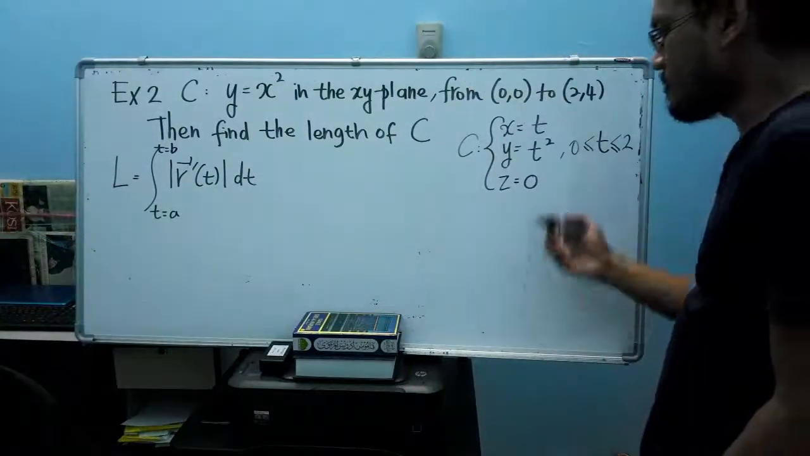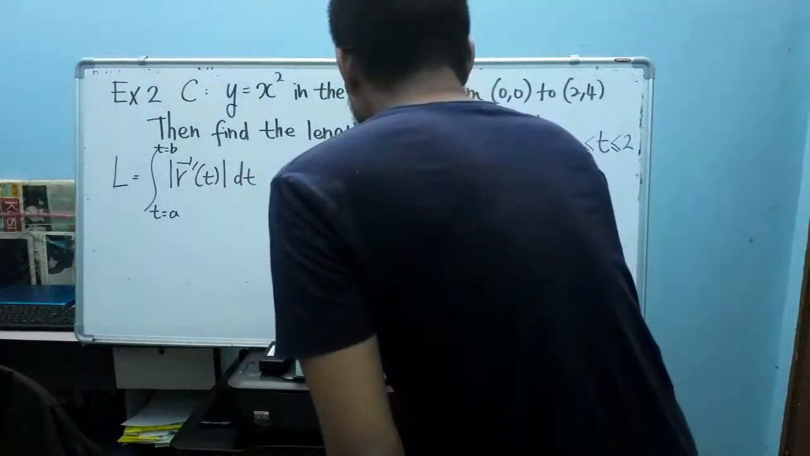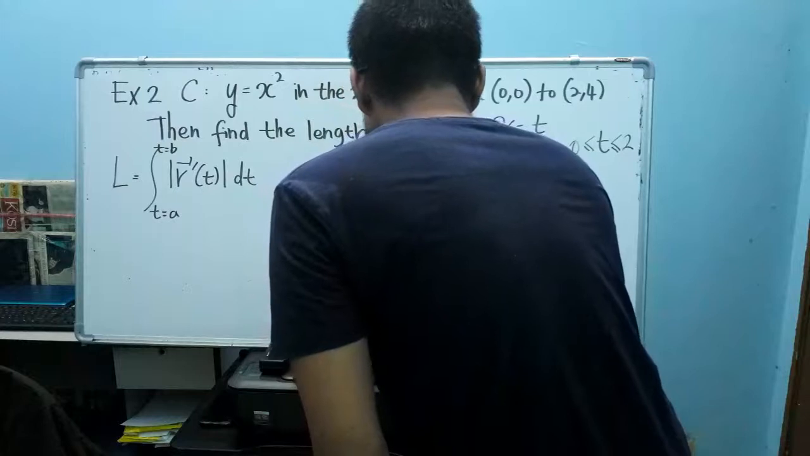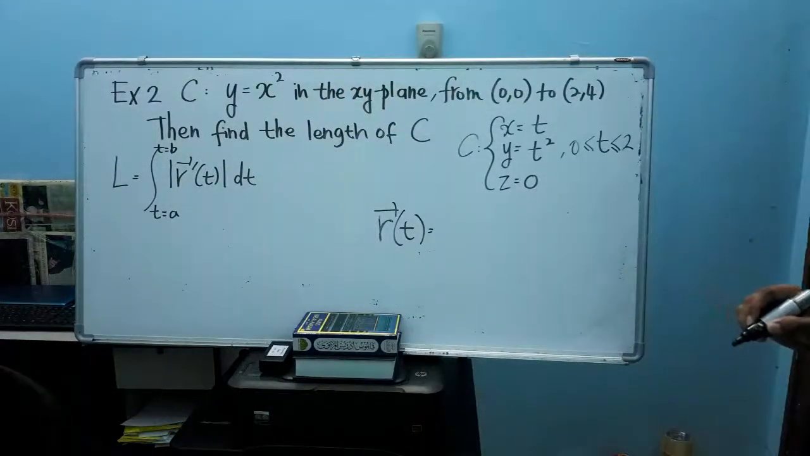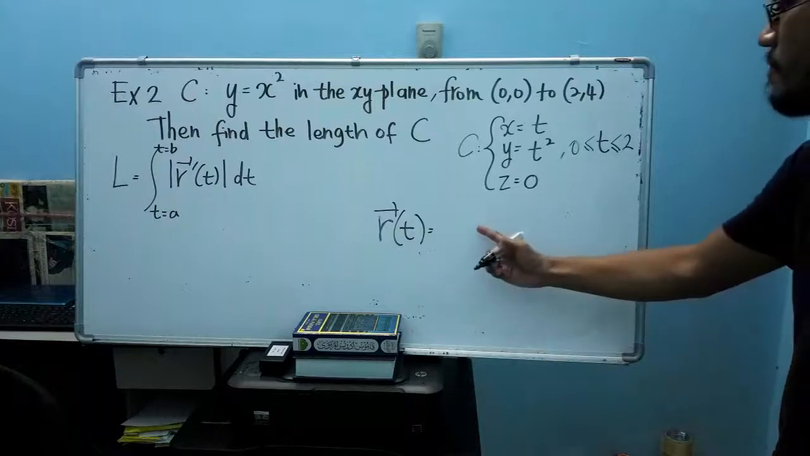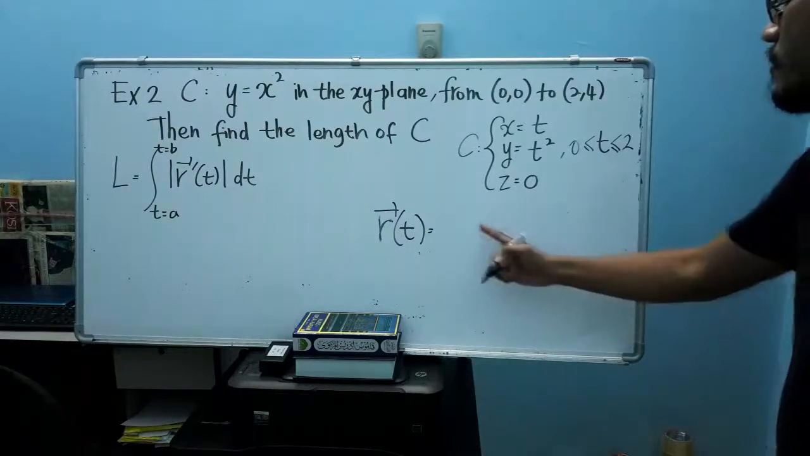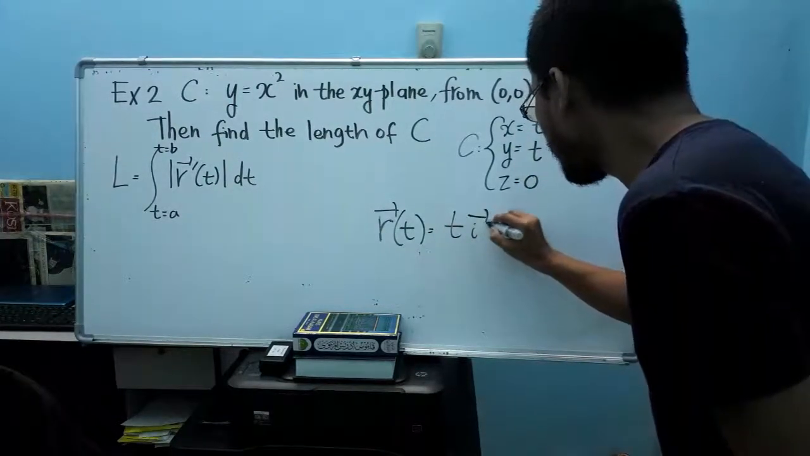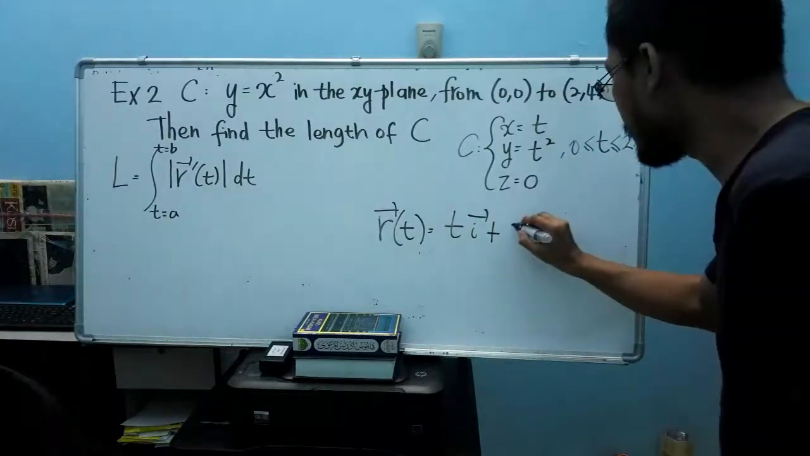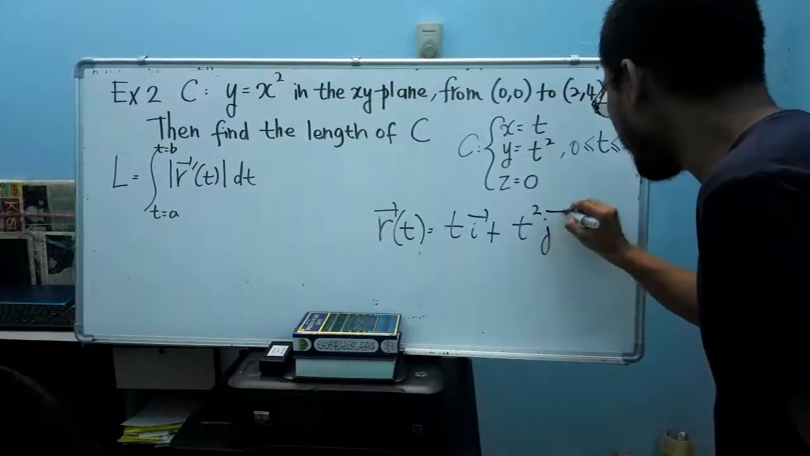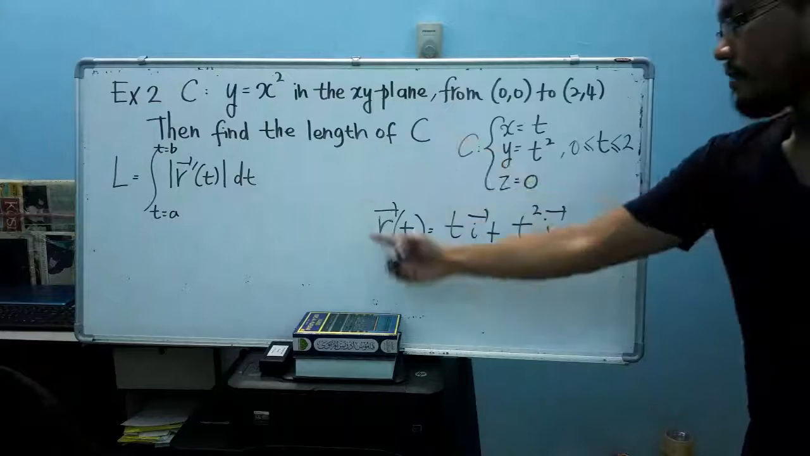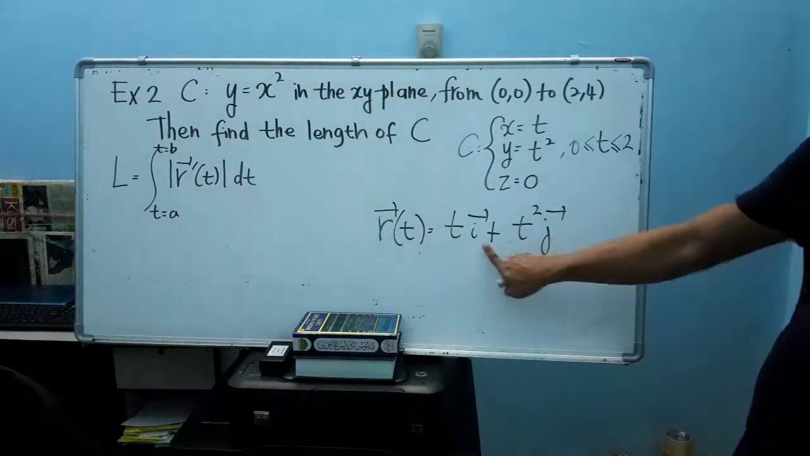Okay, after you find C, then you need to find your r(t). What is my r(t)? So I will have i, j, and k. For the i component, we take this one, t i, and then plus this one, t squared j. Of course, z equals 0, so 0 times k is 0. So I will have r(t) = t i + t squared j.